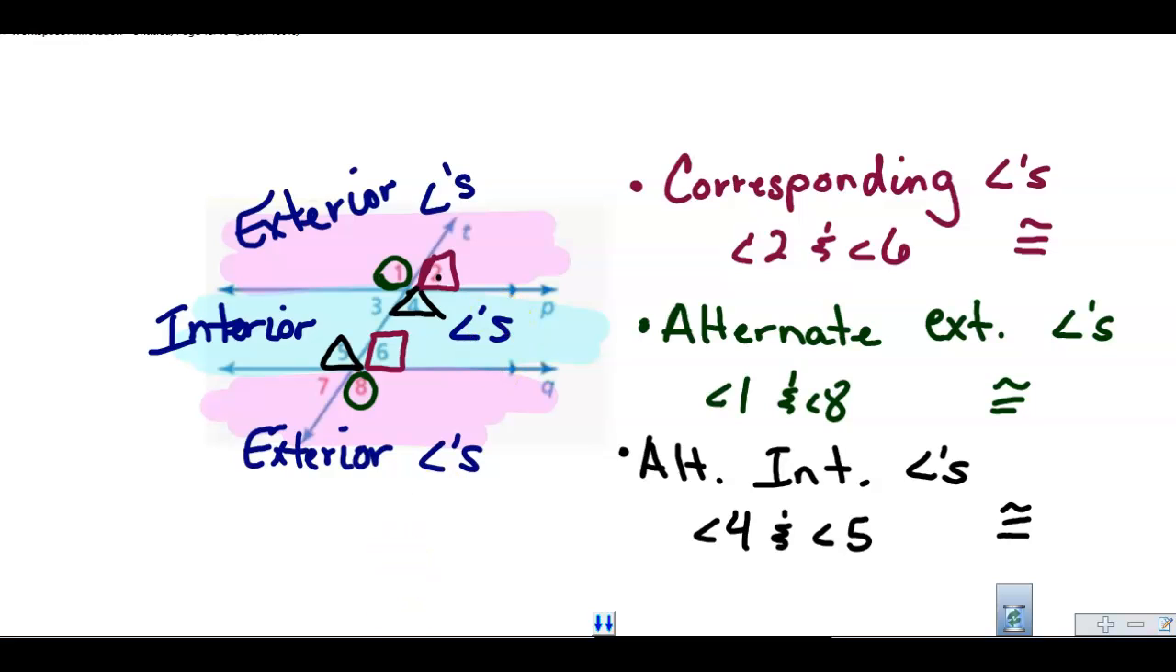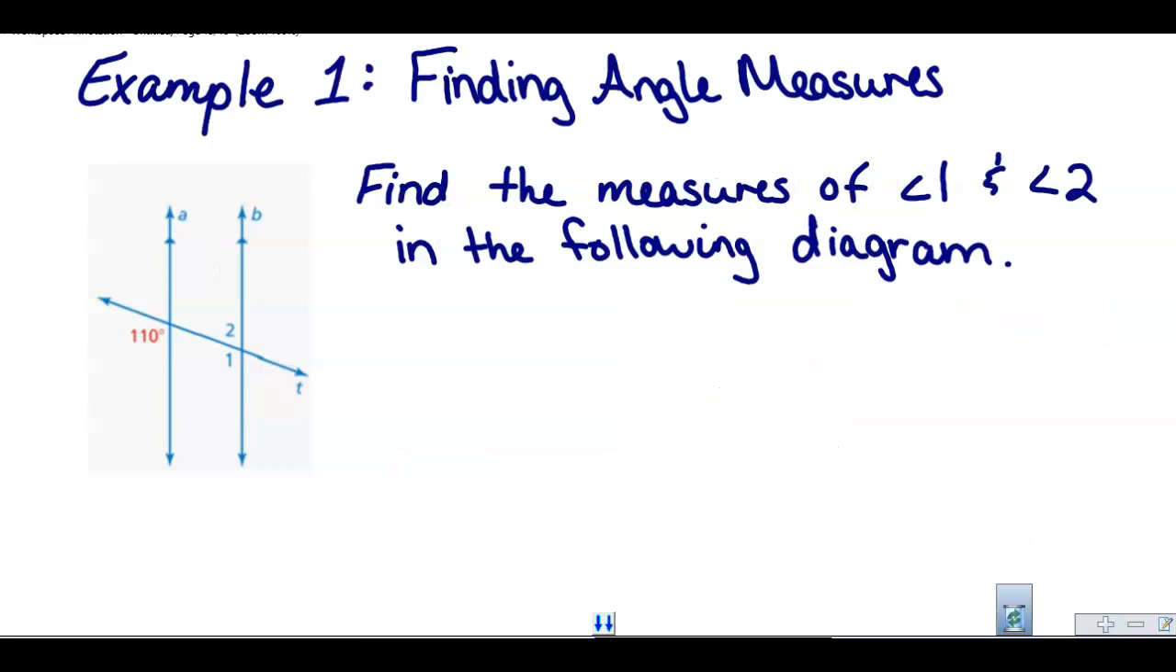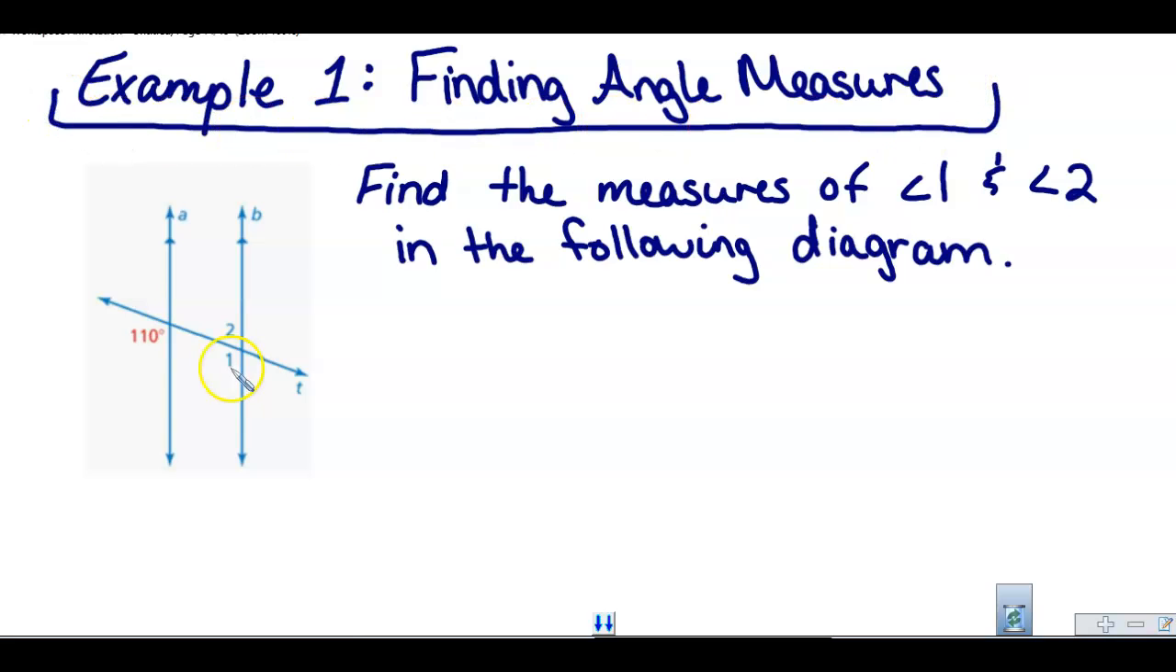Okay. Let's try this in action, shall we? First step. All right, so let's practice finding angle measures. If I have a diagram right as shown, can we identify the measures of angle 1 and angle 2? And knowing what we know now, we can. So if you take a look, we are given this angle. The measure of that angle right there is 110 degrees.